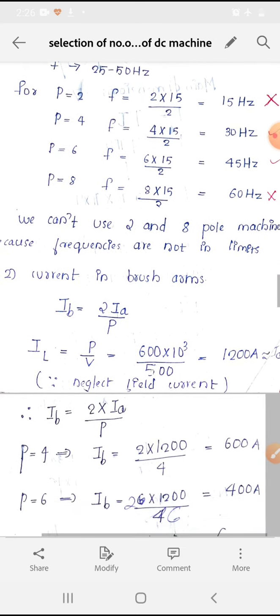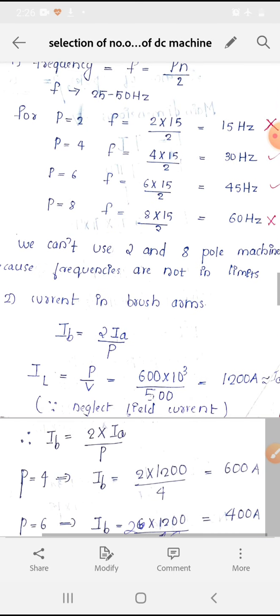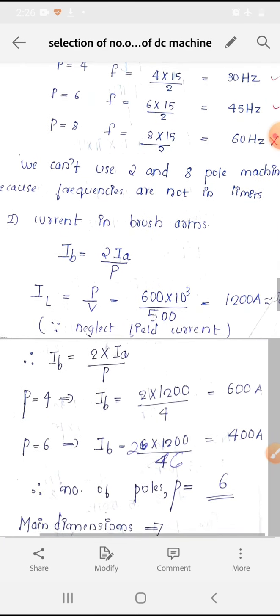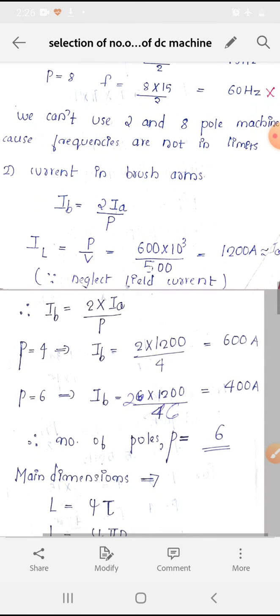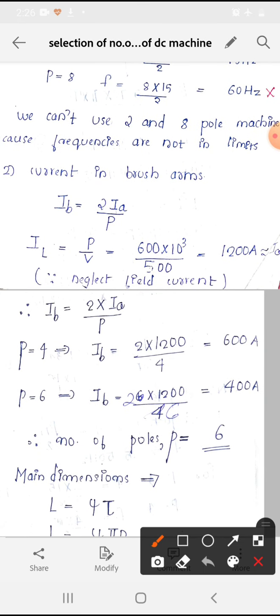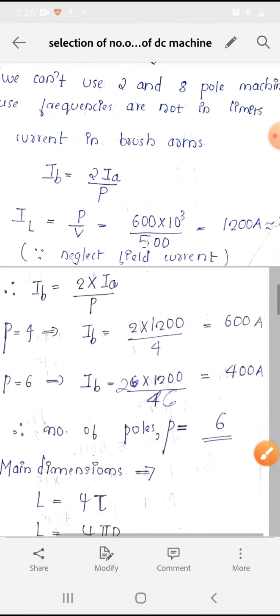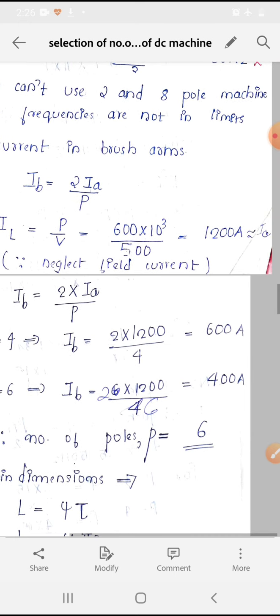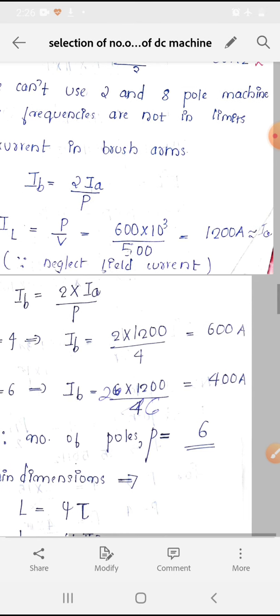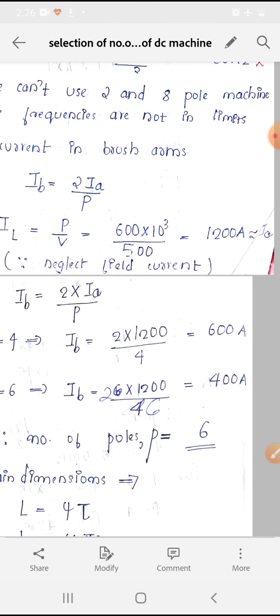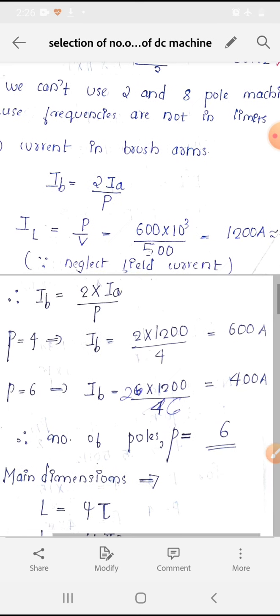Next we are going to substitute the value of P in the equation of brush arm. So the equation of brush arm is Ib is equal to Ia by P. First we need to find out the value of Ia. For that, load current IL is equal to P by V. In the question, P and V are given. So we obtained 1200 ampere, which is approximately equal to Ia, since we are neglecting field current.